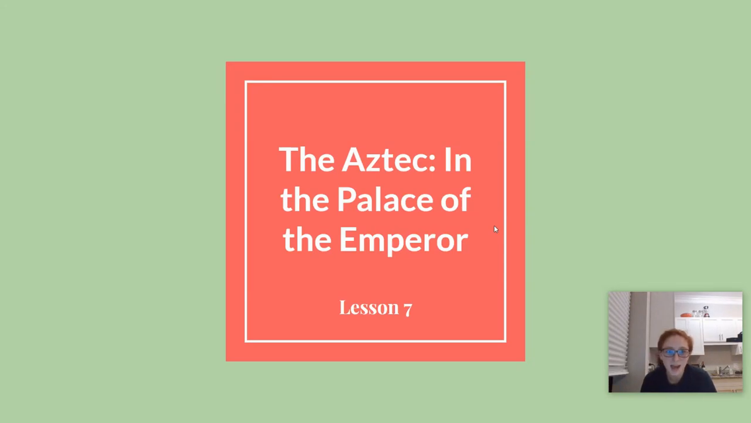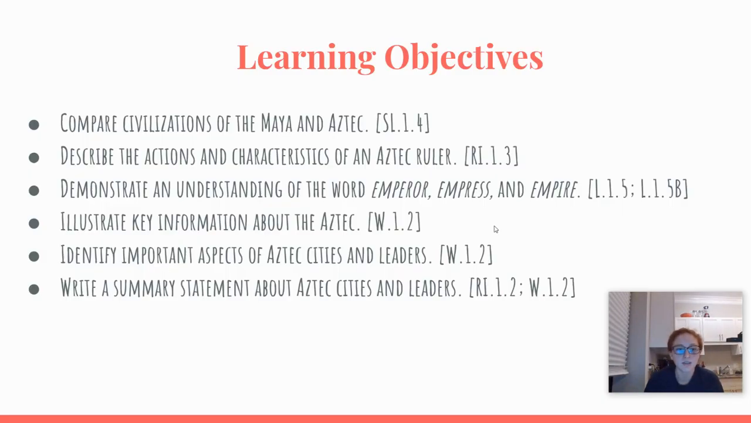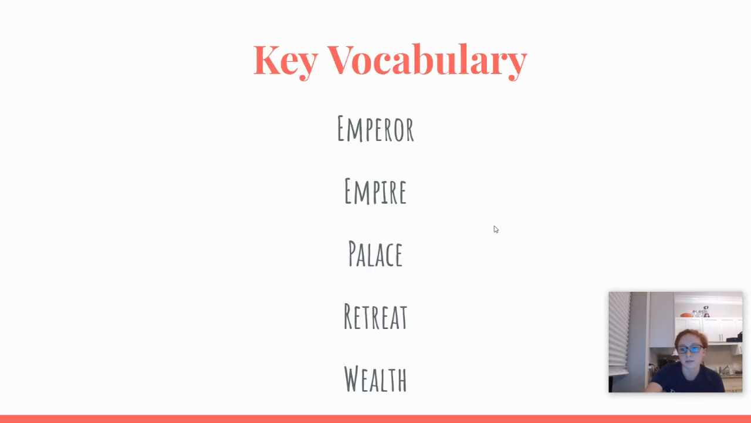First grade, welcome back. Today we are going to read The Aztec in the Palace of the Emperor. Our learning objectives are to compare civilizations of the Maya and Aztec, describe the actions and characteristics of an Aztec ruler, demonstrate an understanding of the words emperor, empress, and empire, illustrate key information about the Aztec, identify important aspects of Aztec cities and leaders, and write a summary statement about Aztec cities and leaders.